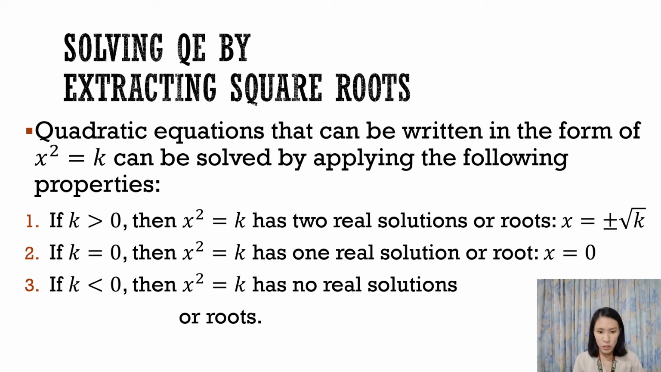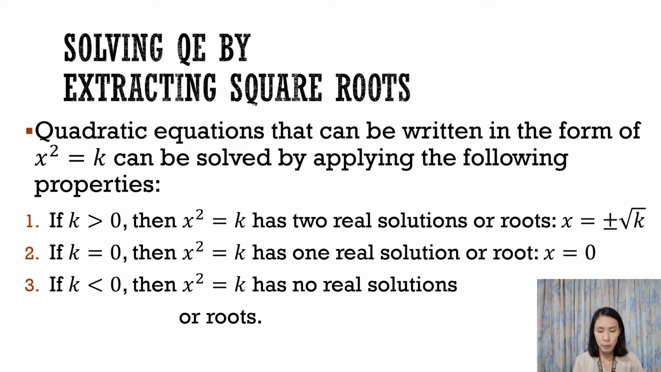Quadratic equations that can be written in the form x squared is equal to k can be solved by applying the following properties. Property number 1: if k is greater than 0, then x squared is equal to k has two real solutions or roots, where x is equal to positive or negative the square root of k.